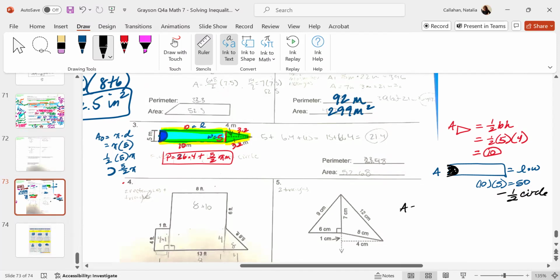What's the area of the circle? The formula for the area of a circle is what? What's your radius? 5 is the diameter. Radius is half of that. There you go. So 2.5 squared is going to give you 6.25 pi, right? But we only need half of that, correct? So it's going to be half of that. So what is half of 6.25?